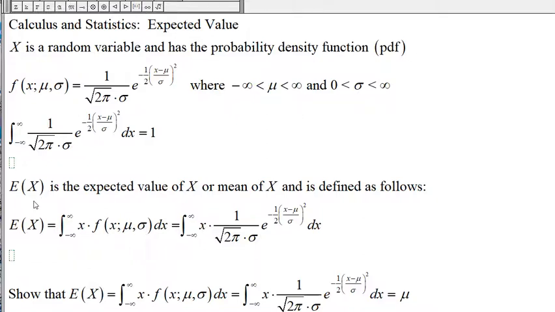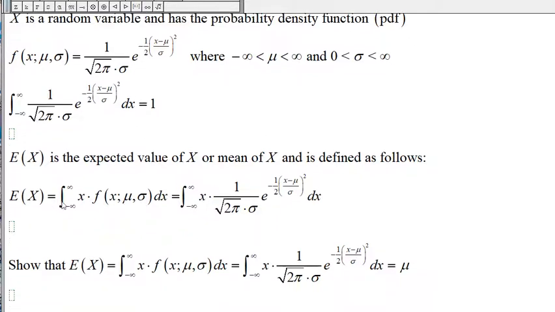And here we want to show that the expected value of the random variable x, or the mean of x, which is defined as the integral from negative infinity to positive infinity with the integrand of x times f of x. In this case, the f of x will be the normal density function. And we want to show that the expected value is equal to mu, this mu right here. So that's what we want to show in this video.